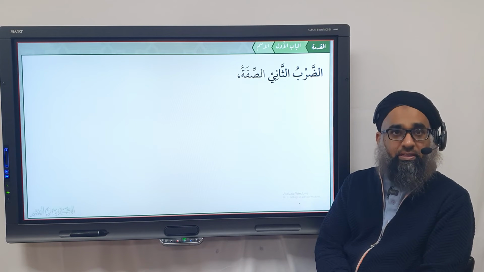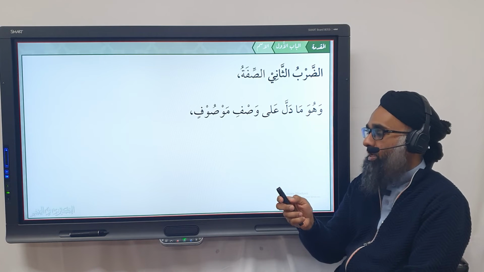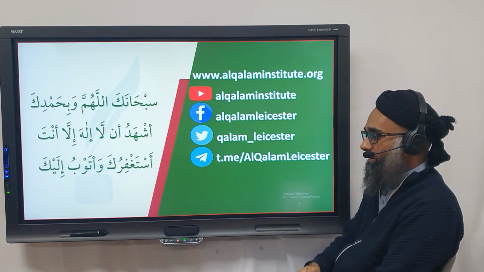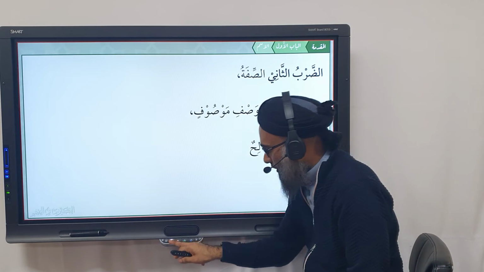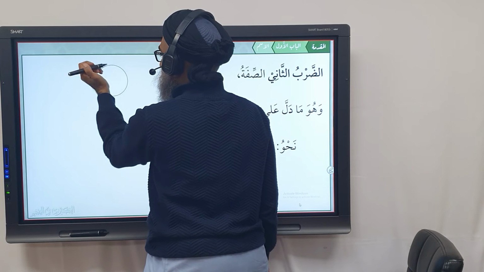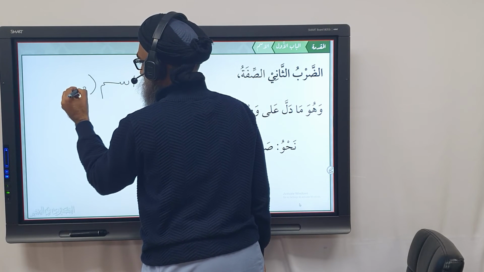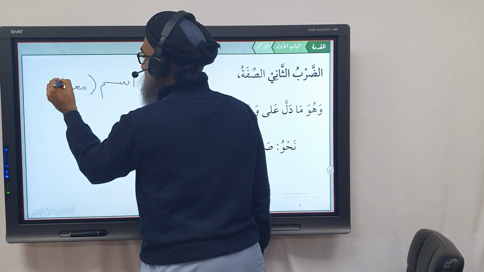What is a sifa? A sifa: ma dalla ala wasfi mawsufin, the description of a mawsuf, like salih. So let's go back and try to do it again one more time. We have an ism. Are we looking at ism according to what categorization? Ism according to its meaning.